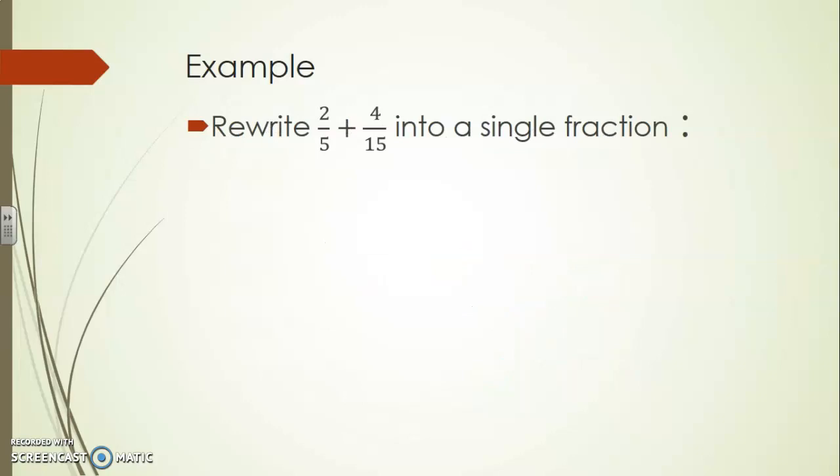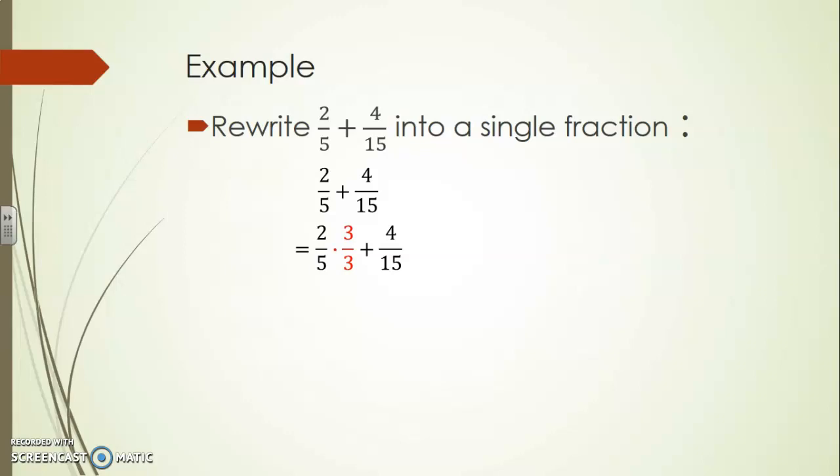Let us now rewrite 2/5 plus 4/15 into a single fraction. Although we could multiply the first fraction by 15 over 15 and the second by 5 over 5, similarly to what we did in our previous example, it's much easier to recognize that 15 can be the common denominator if we simply multiply the first fraction by 3 over 3.